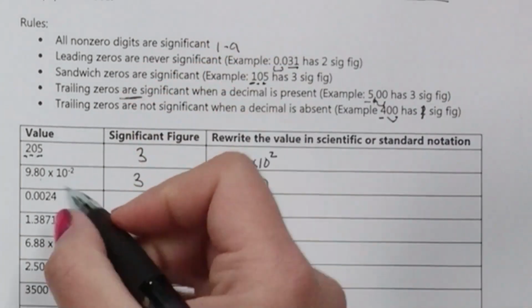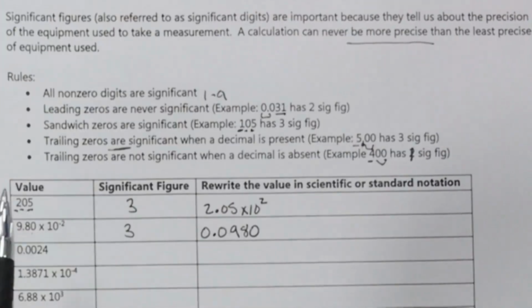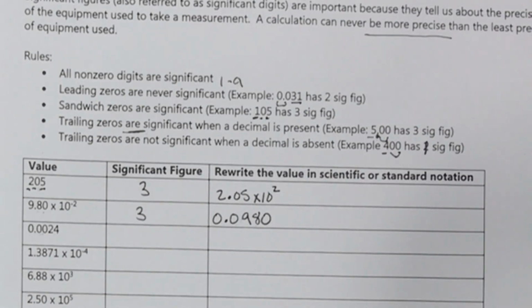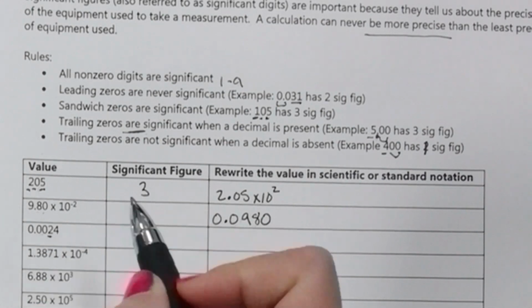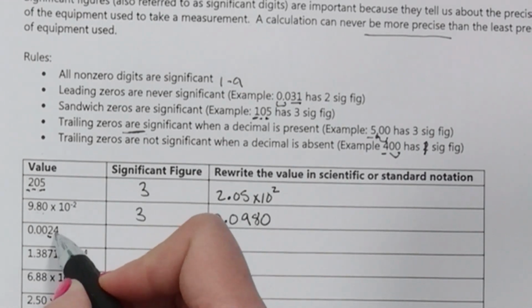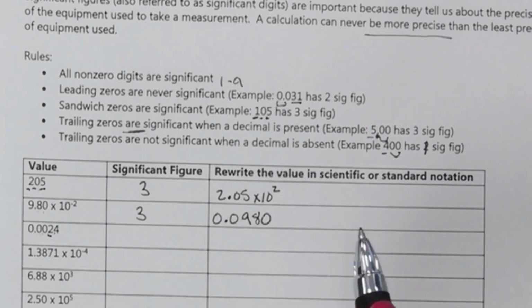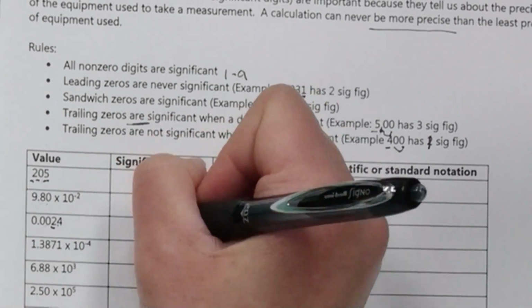All right, let's check out my next example. We have some leading zeros. These zeros are not locked in. There's no whole number in front of these zeros, so they cannot be significant. So we are going to start with our very first whole number, or I guess I shouldn't say whole number, I should say non-zero digit. So my very first non-zero digit is a 2. So I have 2 sig figs.